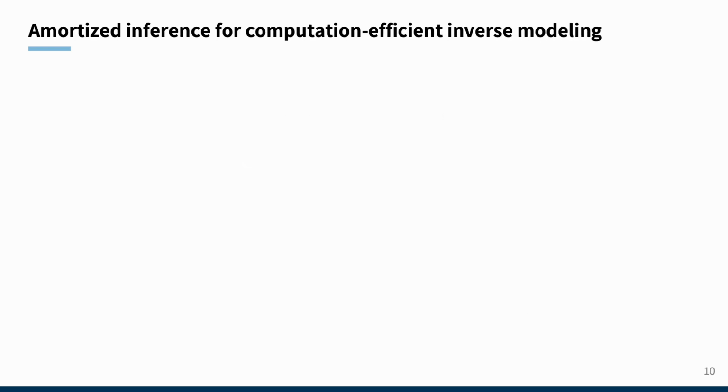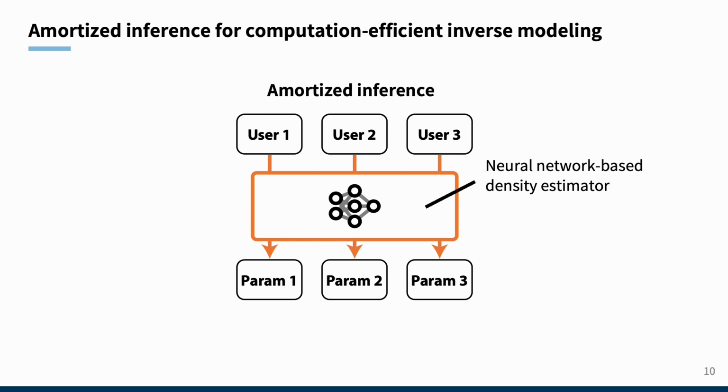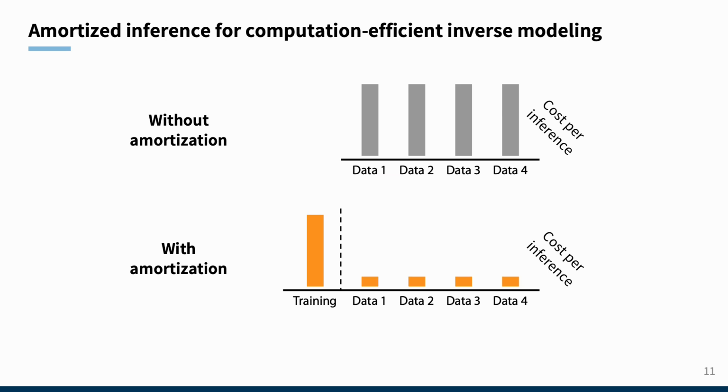In this work, we introduced the recent amortized inference technique to solve this problem. Amortized inference builds a neural proxy model called a density estimator to reduce the cost of inference. With this proxy model, we can instantly perform inference on each user, taking less than a second per inference. This will help to understand the concept of amortization.